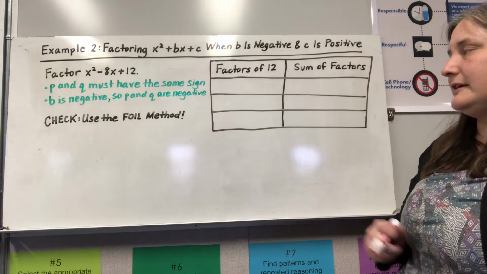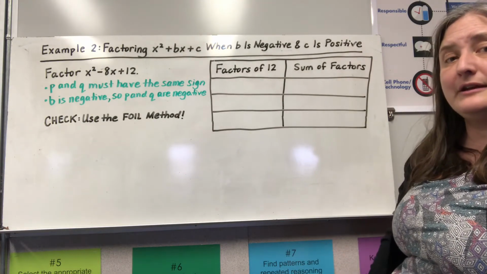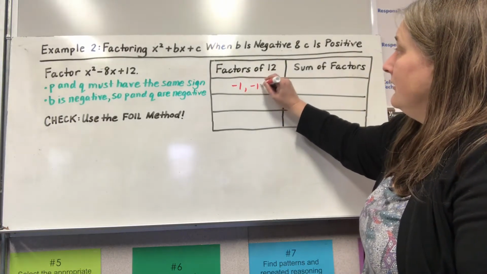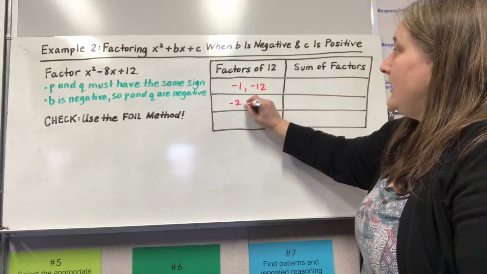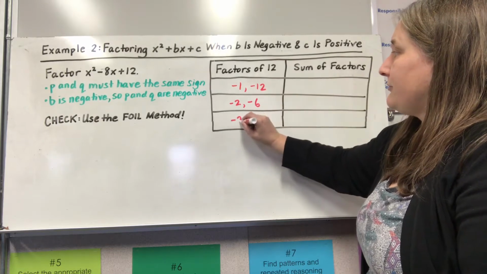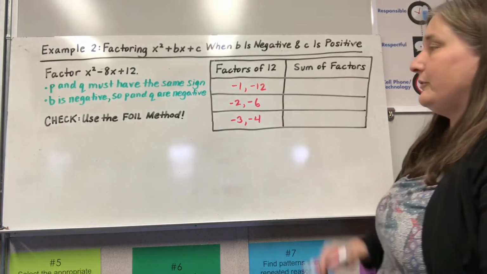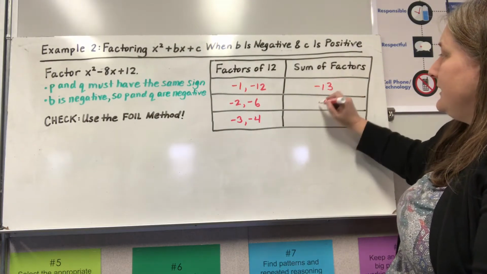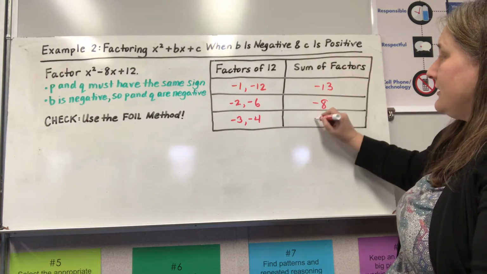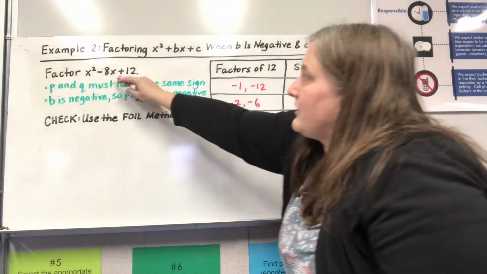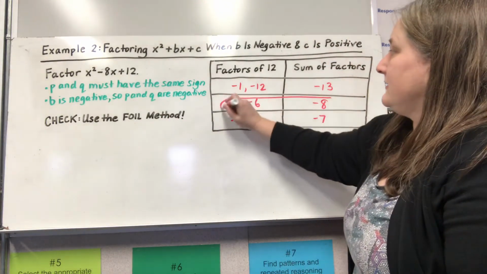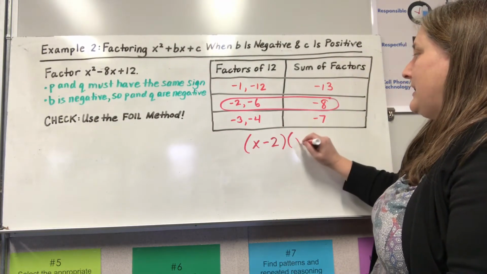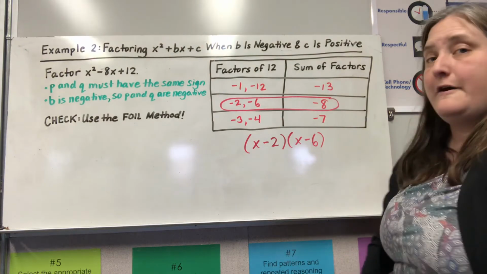So possible things that are negative that multiply to give us an answer of 12 would be negative 1 and negative 12, negative 2 and negative 6, or negative 3 and negative 4. So now I'm going to add these together. These two would give me a sum of negative 13. Here I'd get a sum of negative 8. Here I'd get a sum of negative 7. And I'm looking for a sum of negative 8. So it looks like this one is going to work. So I'm going to have x minus 2, x minus 6 as my factored form here.